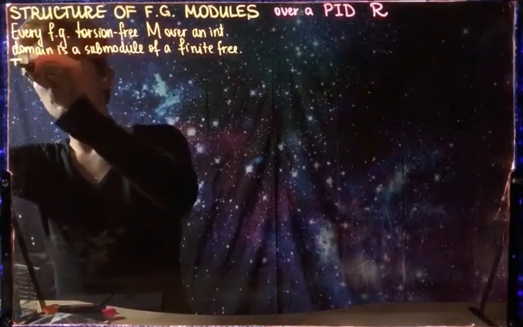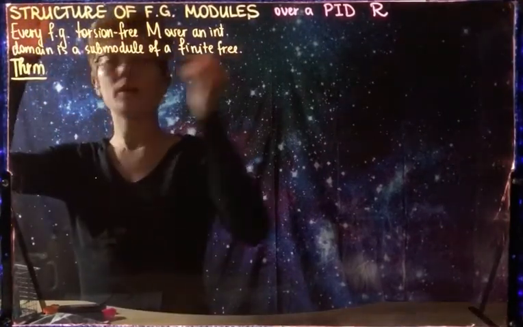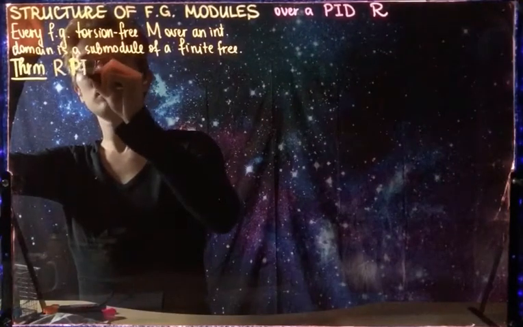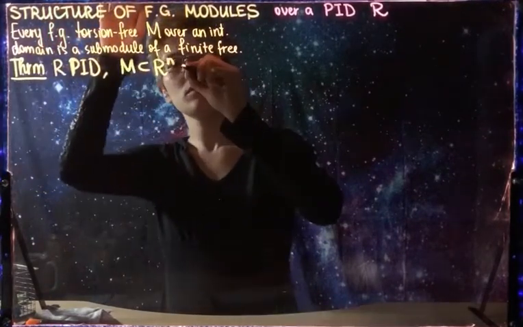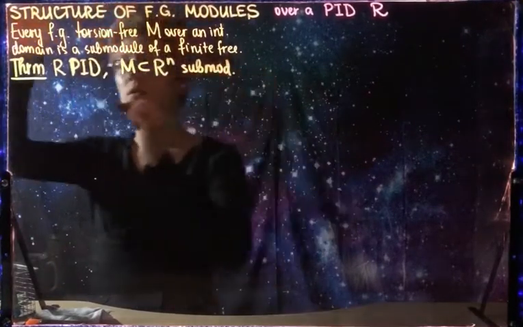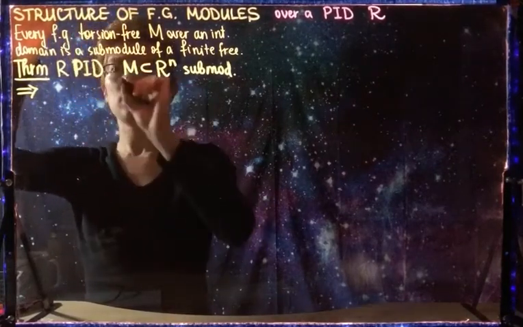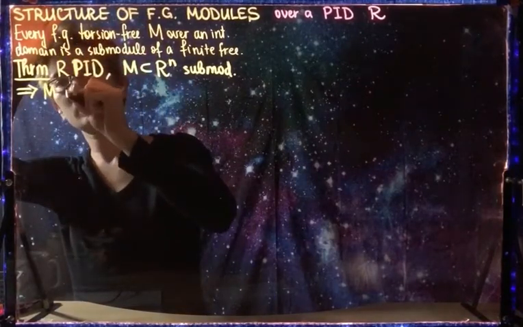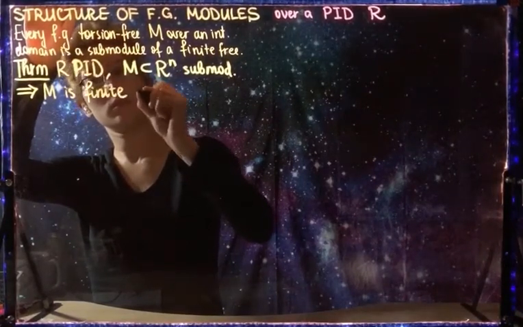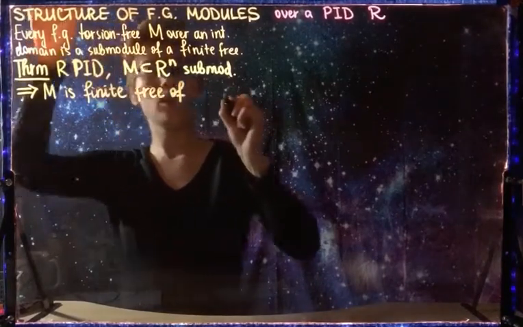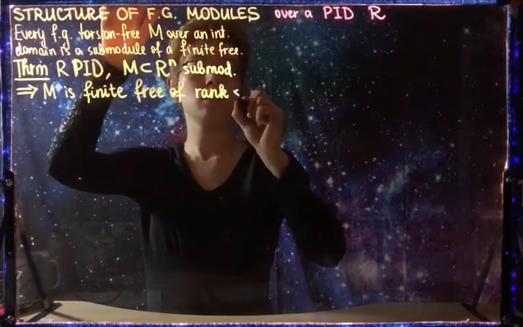So the first theorem that I'm going to prove is that if R is a principal ideal domain and M is a submodule of a finite free module R^n, in this case, I say that we can conclude that M is also a finitely generated free module of rank at most n.